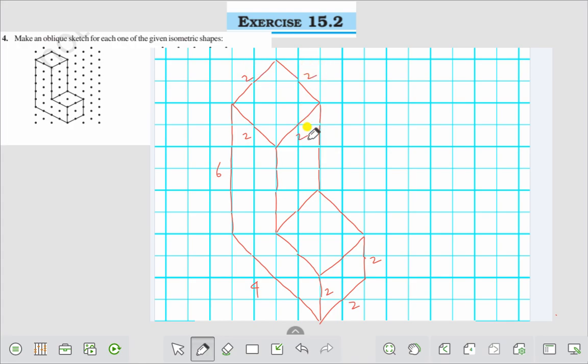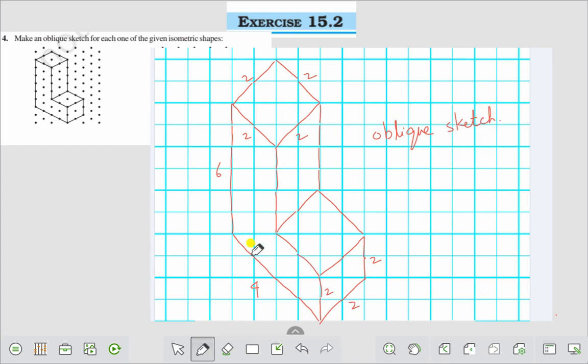Right? This is the oblique sketch of this one. This is question number 1. This is the oblique sketch. O B L I Q U E oblique sketch, S K E T C H.